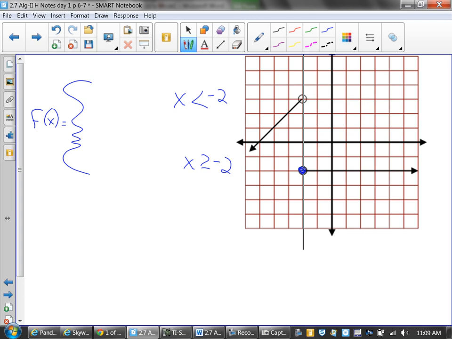Now we have to identify the slope and the y-intercept. They're not giving you the y-intercept of that first graph, but could you continue to walk it to find it? Yeah. So it's going up one, right one, up one, right one. So your slope is 1, and your y-intercept is? 5.